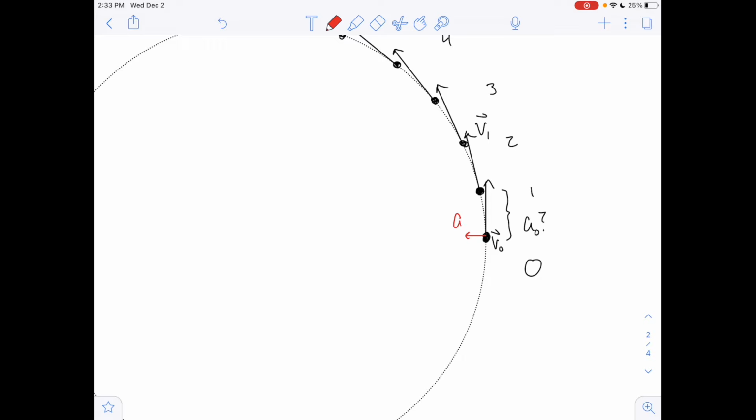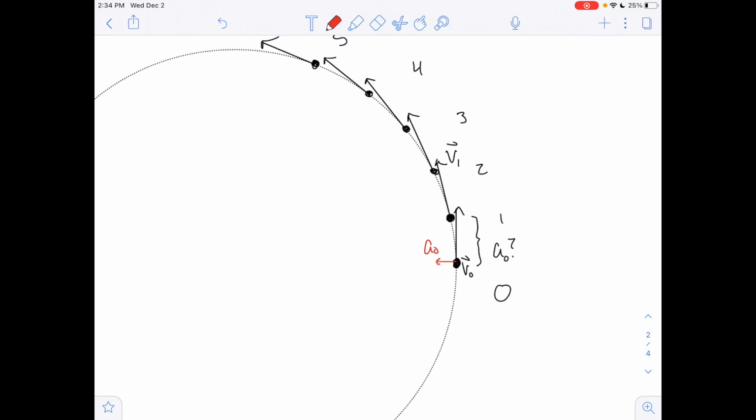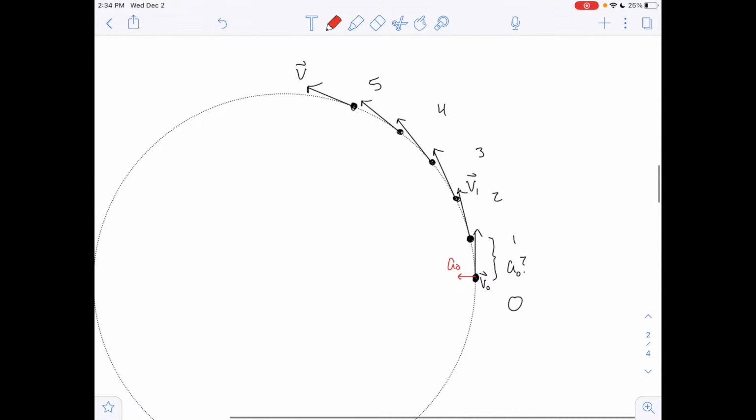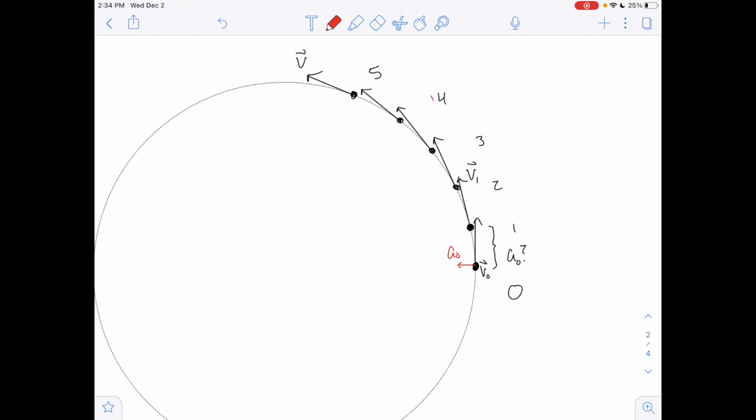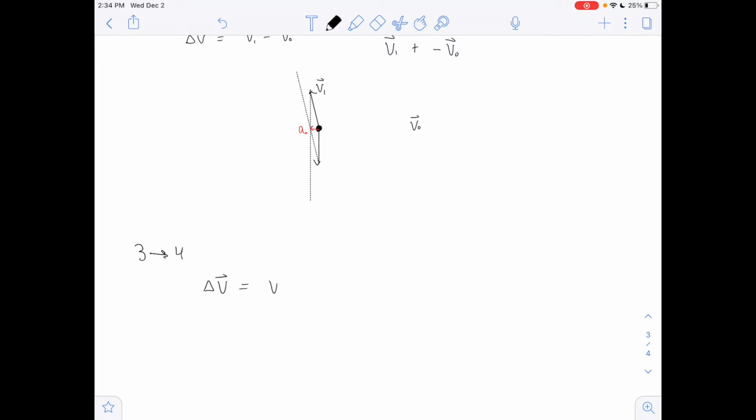Okay, so we don't know the value for that acceleration, but we do know the direction is to the left. So let's go ahead and get another time interval, and let's pick one that's a little bit further away. So we'll look at the time interval from 3 to 4. So we need these two vectors here. And we're going to subtract those just like we did in the last example. So here we have delta v is equal to the velocity at time 4 minus the velocity at time 3.